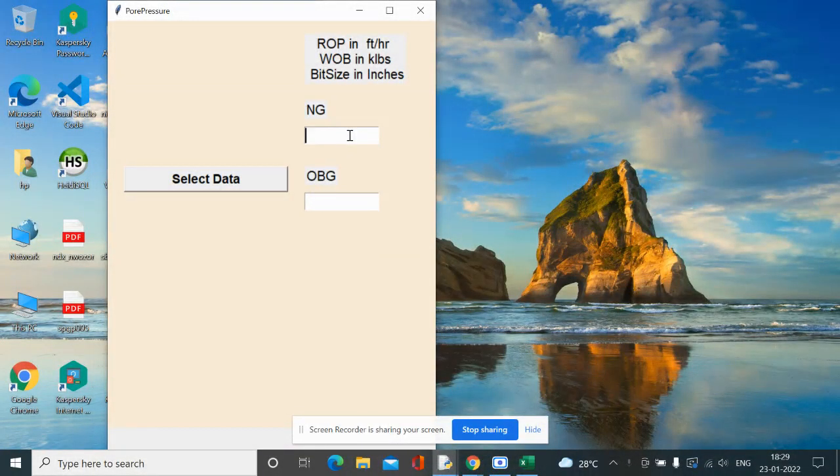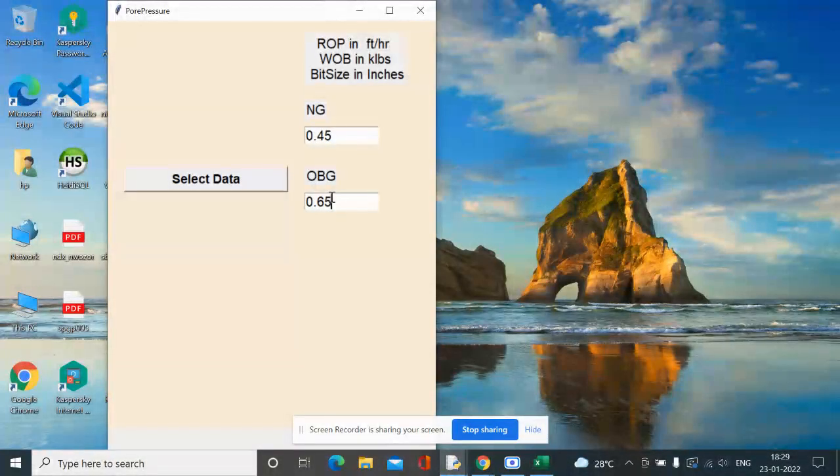I'm selecting 0.45 psi per foot as the normal gradient and 0.65 psi per foot as the overburden gradient. There are two approaches to calculate the pore pressure in this application. One is using the D exponent. The other one is using resistivity.